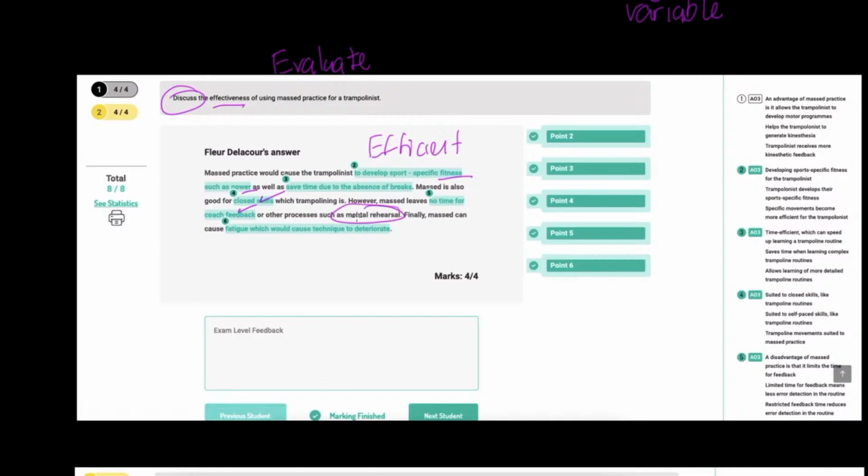This is a good answer as well. And finally, mass can cause fatigue, which could cause technique to deteriorate. So in other words, it's tiring. You've got to build breaks into some skills, but effectively that's what we've done there.